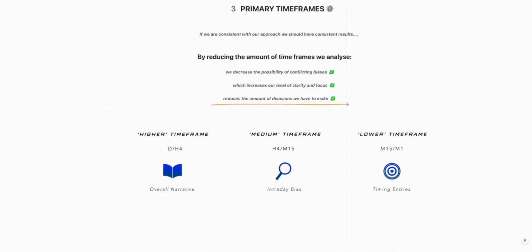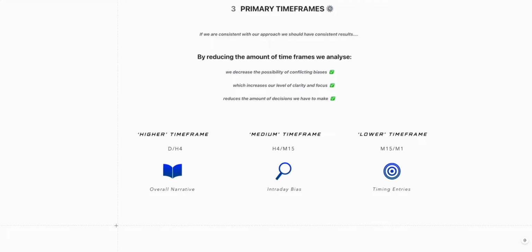So ideally, we want to be using 3 primary timeframes to help create our narrative, guide us through the day-to-day price action, so intraday, and timing our entries with as much precision as possible. So this can be broken down into a higher time frame, a medium time frame, and a lower time frame. So our higher time frame in this example could be the daily or the 4-hour, and we'd use this for our overall narrative and higher time frame perspective. And then our medium time frame could be the 4-hour or the 15-minute for our intra-session or intraday bias. And then our lower time frame might be the 15-minute, so the M15, or the 1 minute, which we would then use for timing our entries.